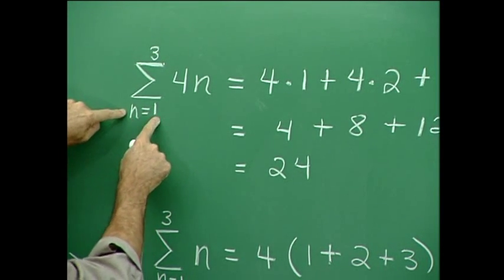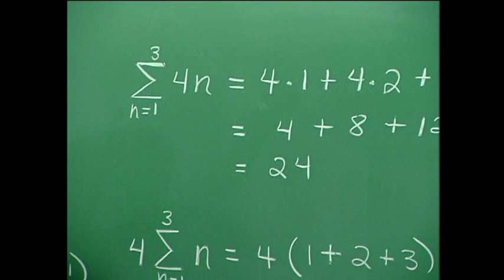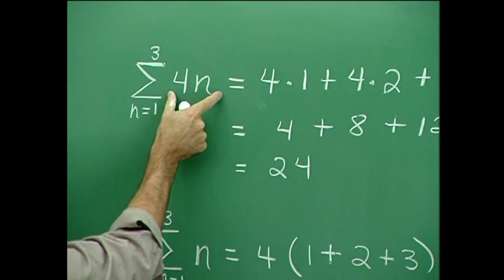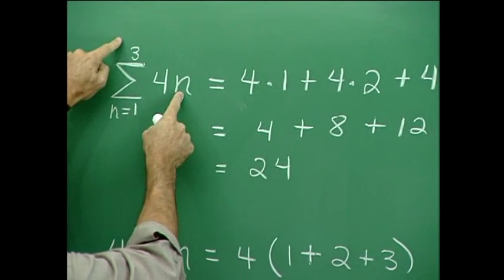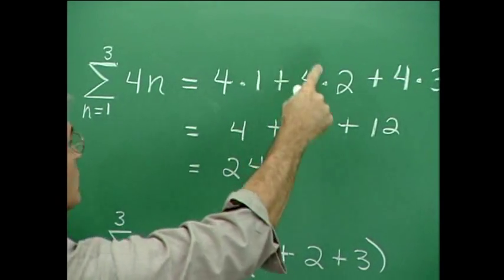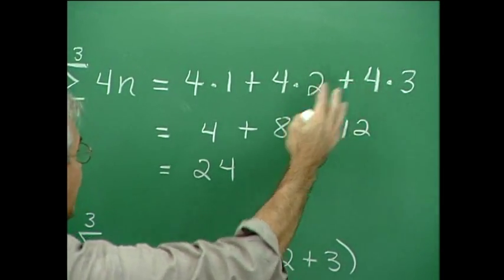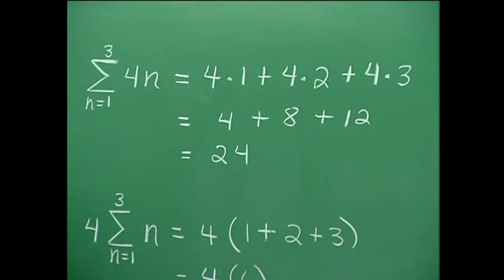But at any rate, the lower limit is 1, the upper limit is 3, just as was the case in the previous problem. The expression is 4n, so n is taking on values from 1 to 3. So we have 4 times 1 plus 4 times 2 plus 4 times 3. And evaluating, we find that sum to be 24.